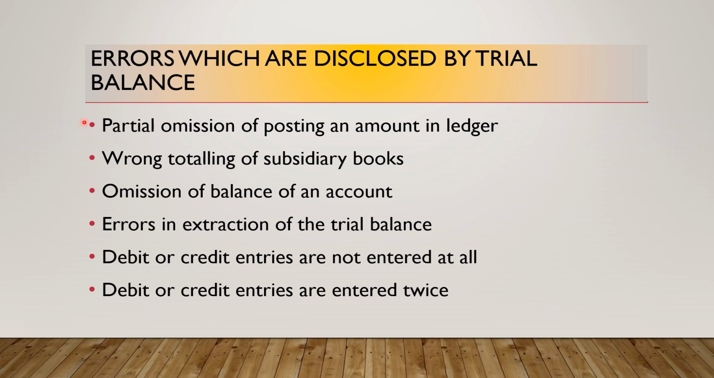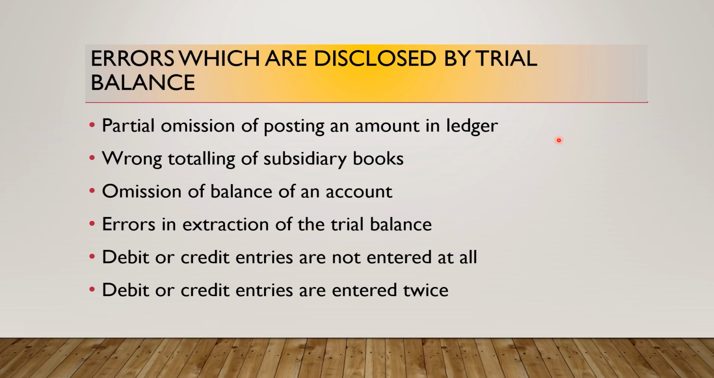Now we'll quickly see what are the errors that can be disclosed by a trial balance. First is partial omission of posting an amount in the ledger. Partial omission means we have posted one account, but we have not posted the other account. Once we are posting the journal entry in the ledger, you know that a minimum of two accounts are involved. It could be more than two, but a minimum of two accounts are involved. So many a time I may forget to enter into the second account. So this error may be located by a trial balance. Why? Because my debit and credit will not match.